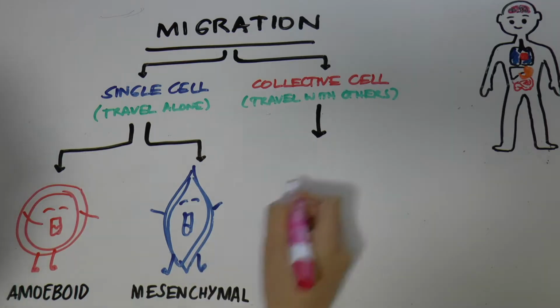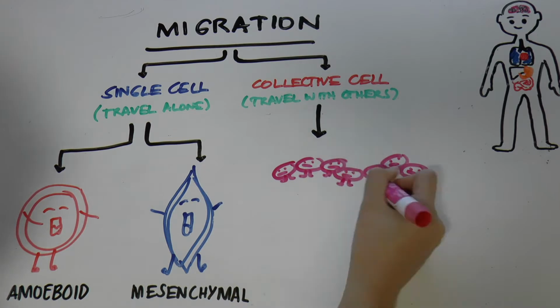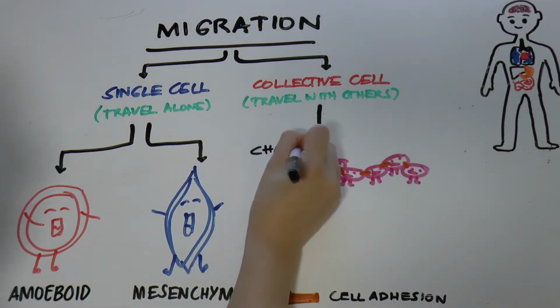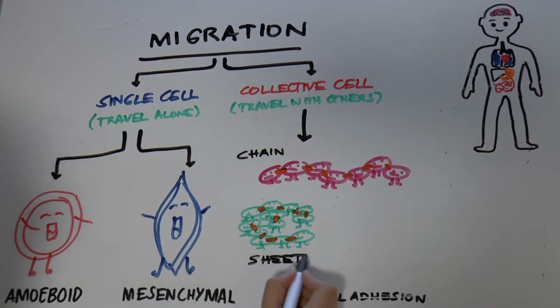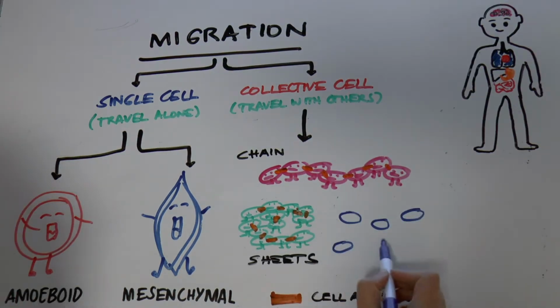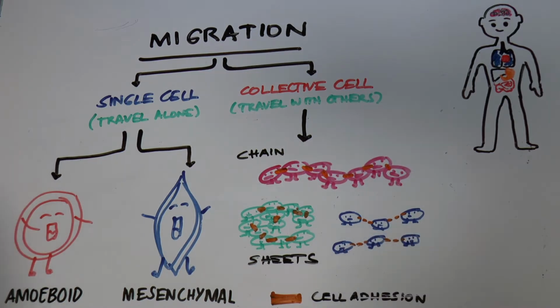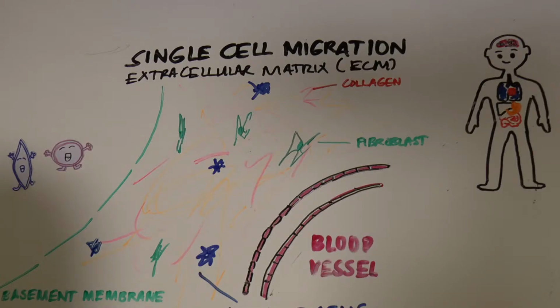As for the collective cell migration, there are several types, but they're well known for their cell adhesion. One example is the collective chain migration, and another are the collective sheet cells. These cell adhesions keep them all intact and together. And the final example are the trail cells.